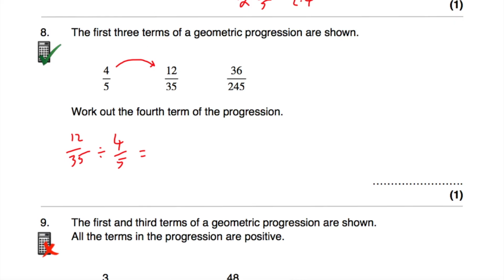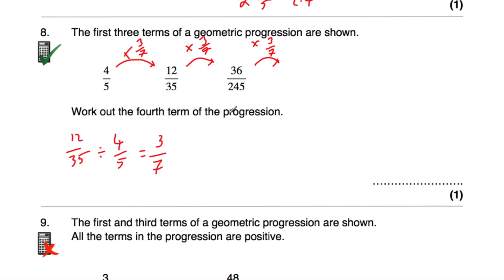I get that's equal to 3 sevenths. So that means that each time we're multiplying by 3 sevenths. And let's just check that. If we get our 4 fifths and we multiply that by 3 sevenths on my calculator, that's equal to 12 35ths. And then if we multiply 12 35ths by 3 sevenths, we get that's equal to 36 over 245.